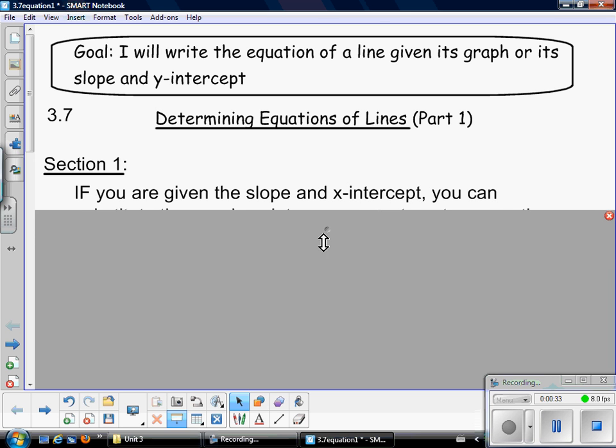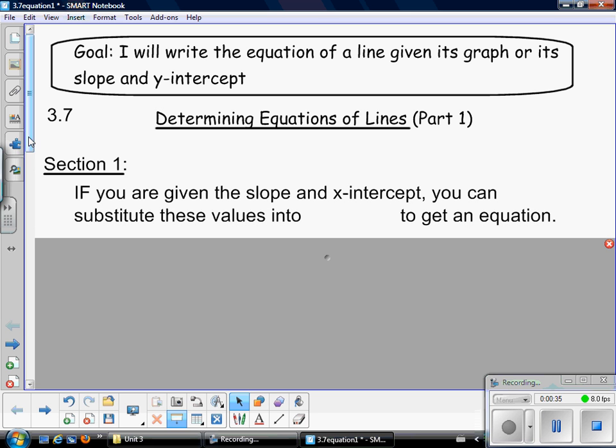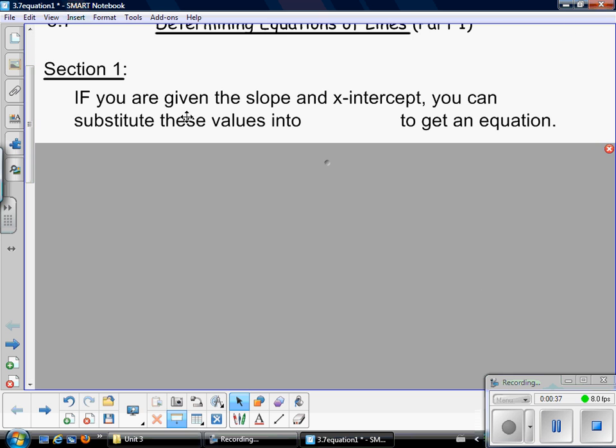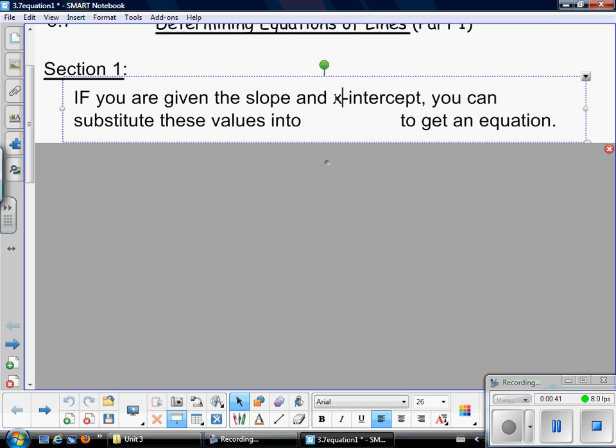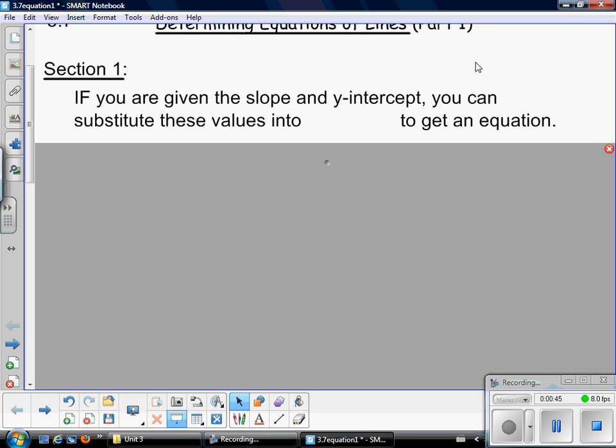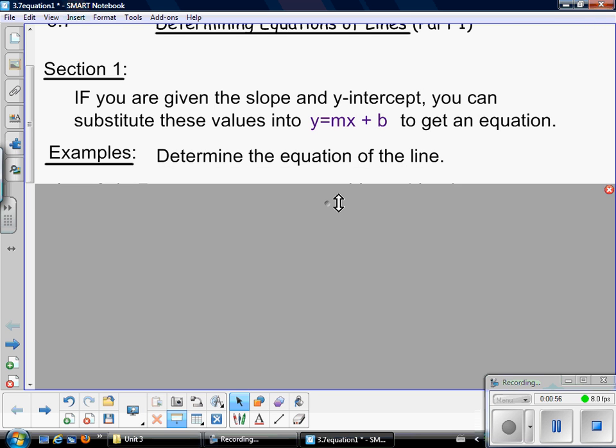Okay, section 1. This is the easiest one. If you are given the slope and actually it should say y-intercept, so make sure you change that to y on yours, you can substitute these values into y equals mx plus b to get an equation. As I said, this is the easiest it gets. So examples, determine the equation of the line.